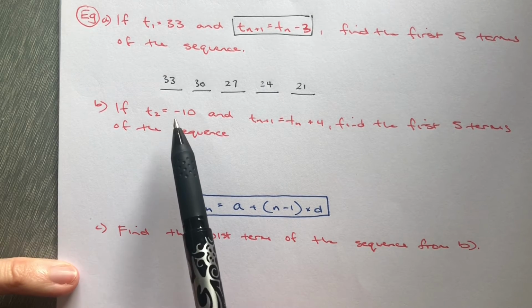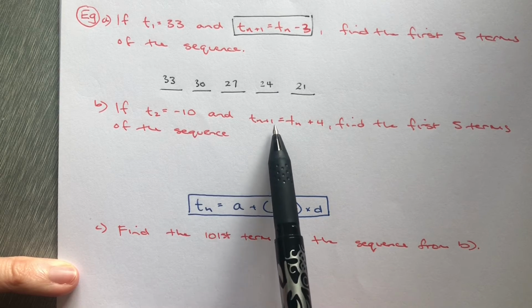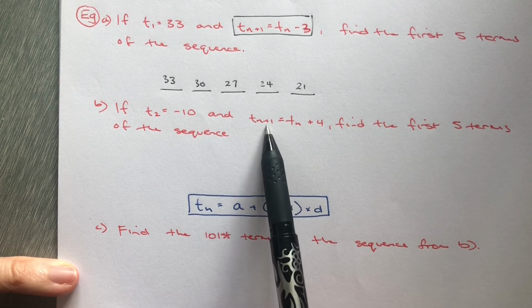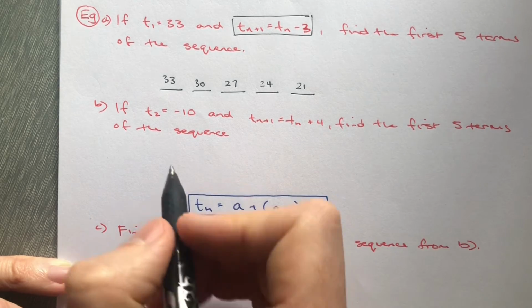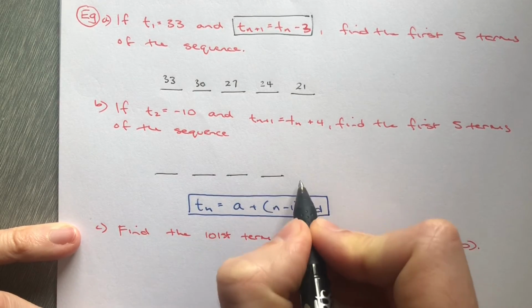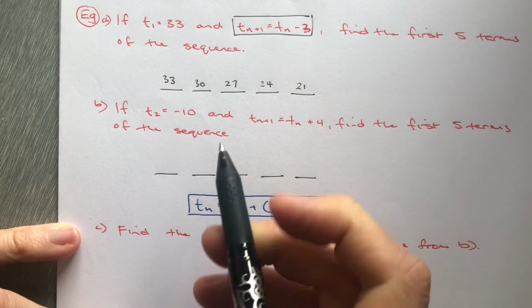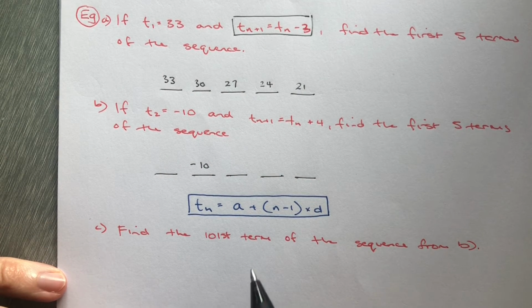So let's do the same sort of thing with the next example. It's told us that the second term's minus 10, and here's our recurrence relation. The next term is equal to the term before it plus 4. Find the first 5 terms. Let's do the same thing again. Let's put our 5 different spots here. The second term was minus 10. There we go, I've put that in the second spot.